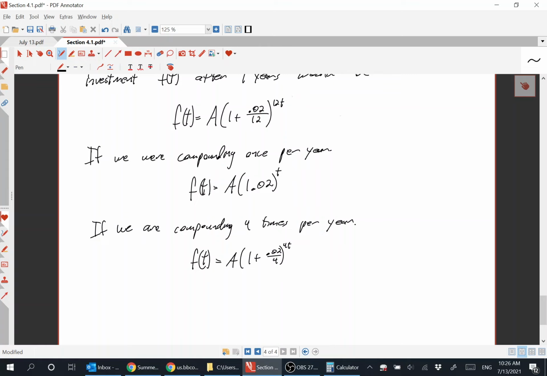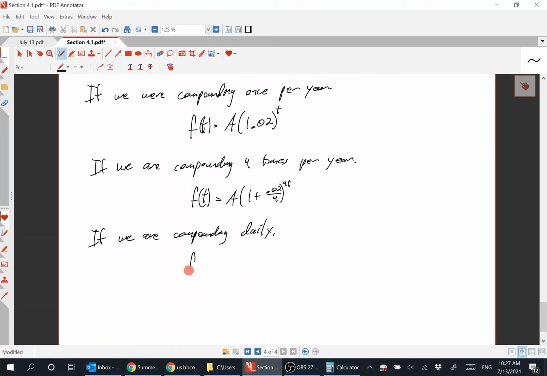And it could be compounded daily. Then it looks like this. F of t is a times (1 + 0.02/365) to the 365t, not counting leap years.